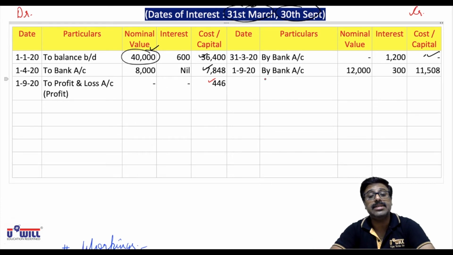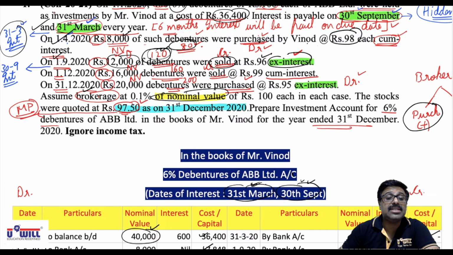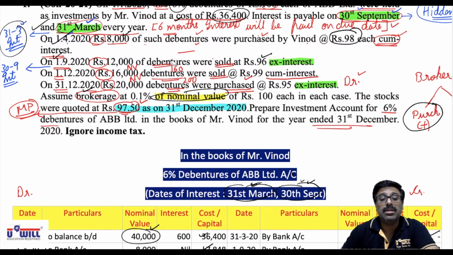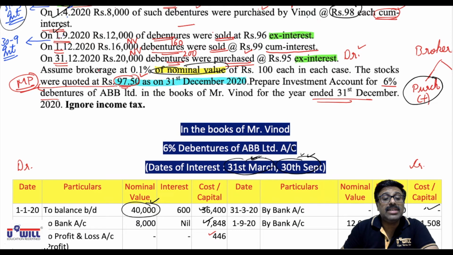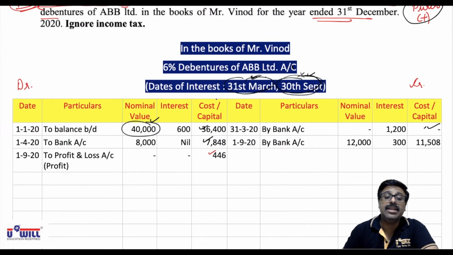Now after 1st September, which is the next transaction, I'm erasing it a little bit so that it doesn't become confusing. Many things are entered by now. After 1st September, next transaction would be 30th September, return transaction. What happens on 30th September? We are going to receive interest.